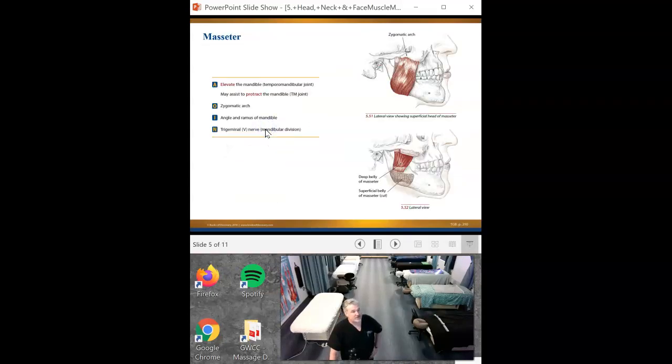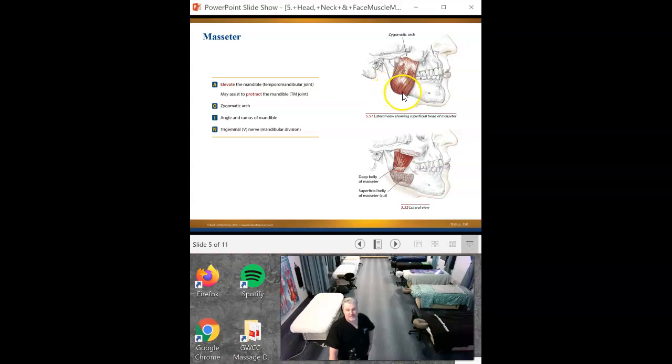Okay, let's look at the masseter. The masseter is actually a two-bellied muscle. Some people argue it's a three-bellied muscle, but that's a whole other discussion. It doesn't matter. The muscle is found right here. You don't have to worry about the superficial belly and the deep belly. The fact is, as far as you're concerned, this muscle has an origin on the zygomatic arch, and it attaches to the angle of the ramus of the mandible.